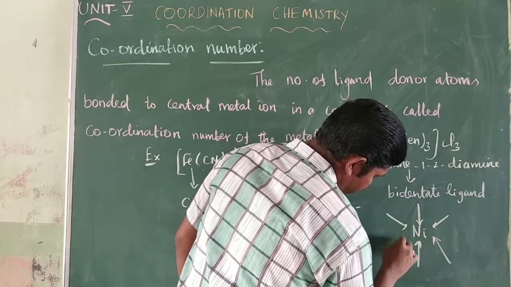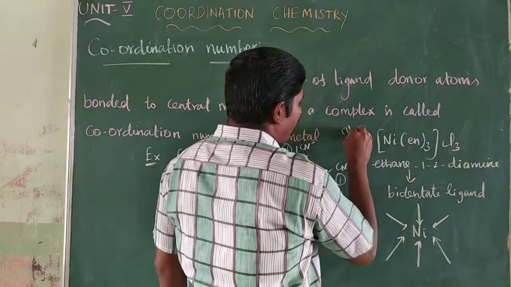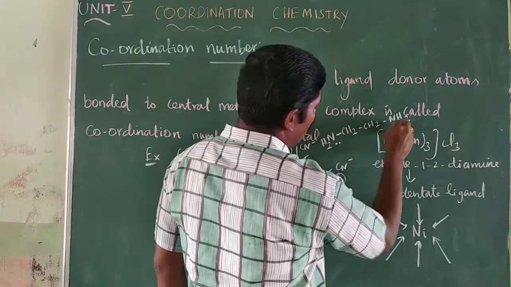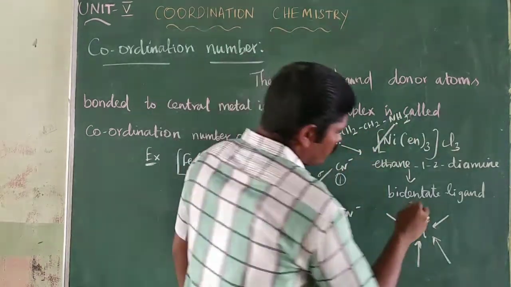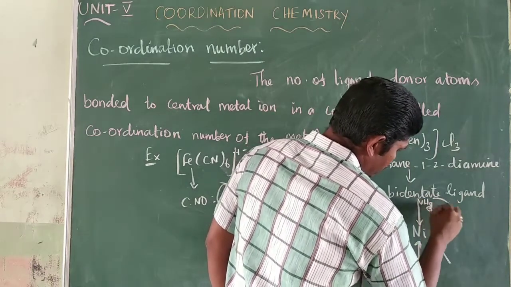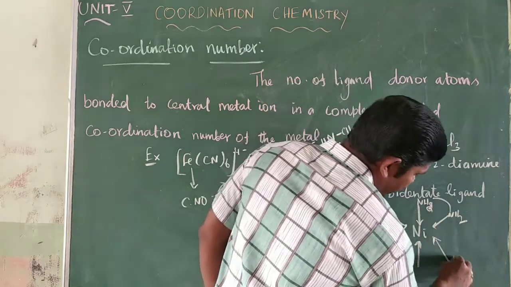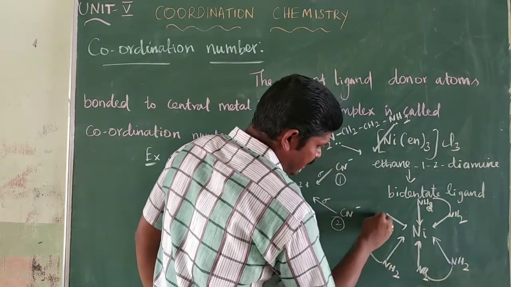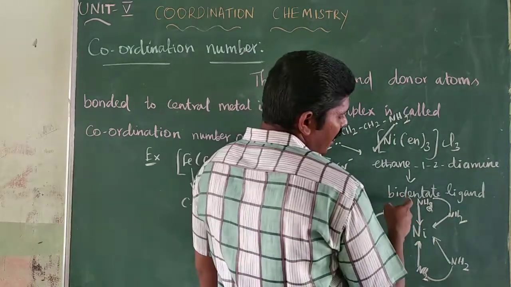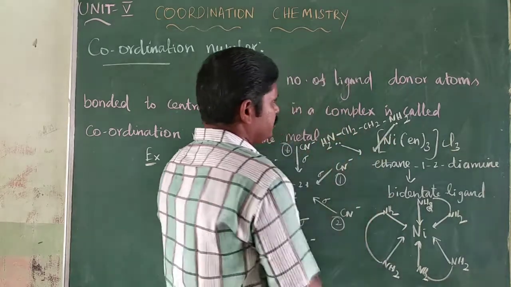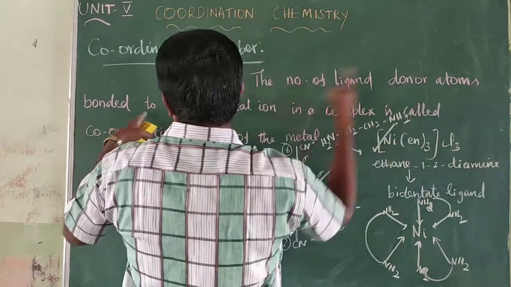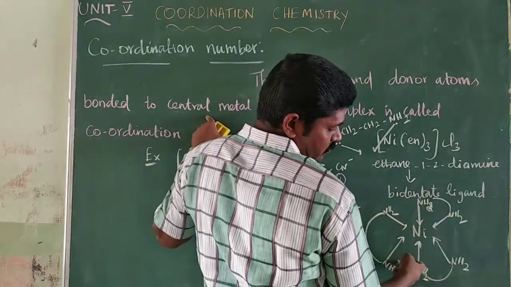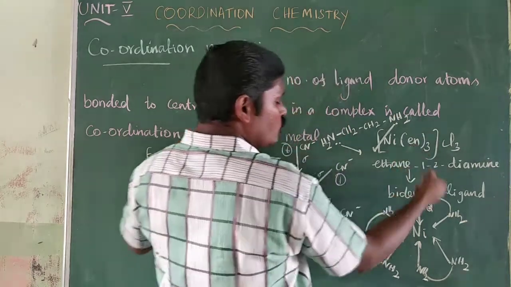1, 2, 3, 4, 5, 6. Okay, so en contains two donor atoms, NH2, CH2, CH2, NH2. So, two donor atoms. The bidentate ligands contain two donor atoms. The number of ligand donor atoms bonded to the central metal ion: 1, 2, 3, 4, 5, 6. So, 6 donor atoms. Okay, so each en donates 2 pairs of electrons.